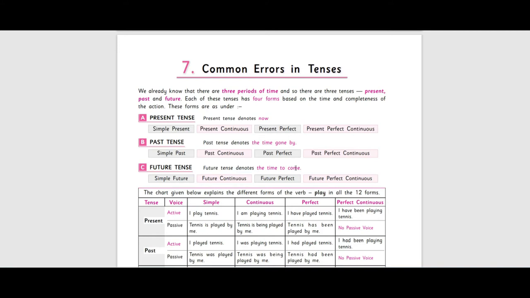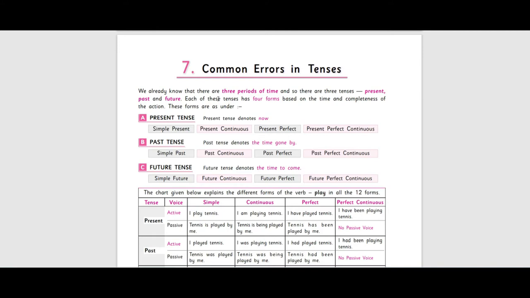In this chapter, we are learning about the common errors in tenses. We have already learned about the tenses in the previous year, and in my previous class, we recapitulated the tenses. We will just go through this book a bit fast. We already know that there are three periods of time: present, past and future.